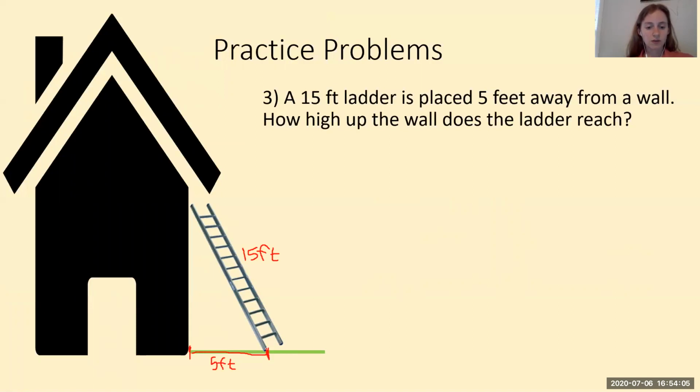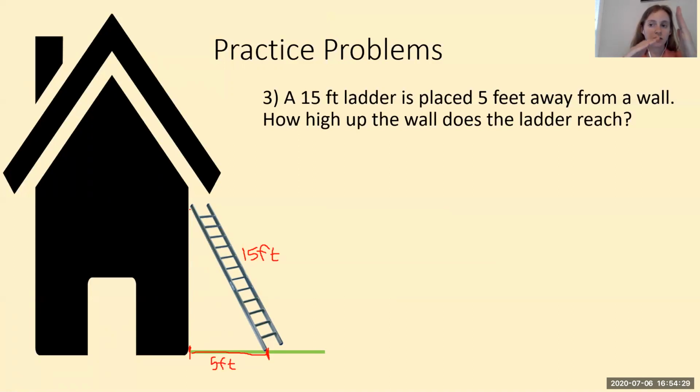So you'll notice we've got a nice right triangle that the ladder is making with the wall, right? The ladder is leaning up against the house, making this nice right triangle. So 15 feet is our hypotenuse and 5 feet is one of our legs. We are looking for this missing leg. We're looking for how high up it's reaching.